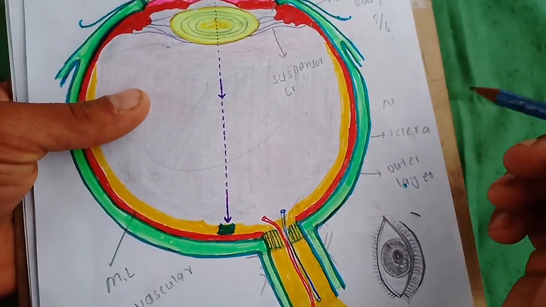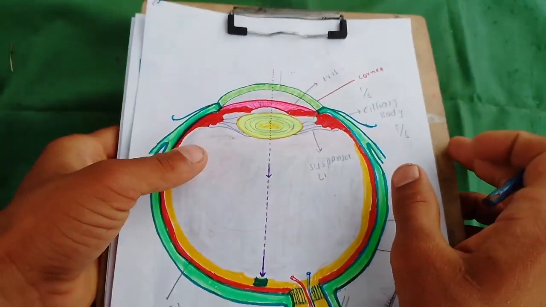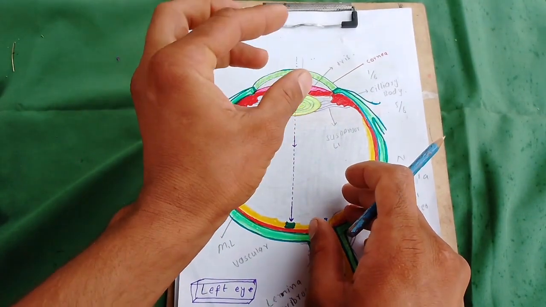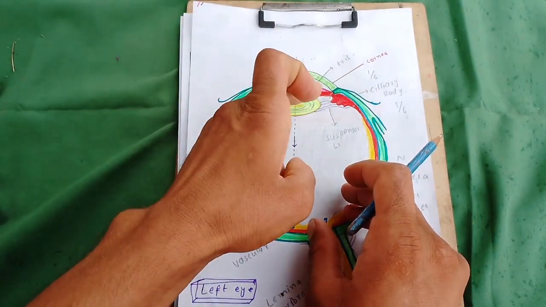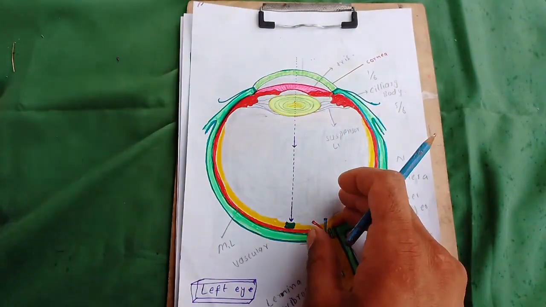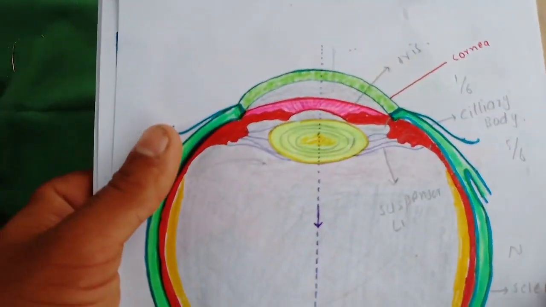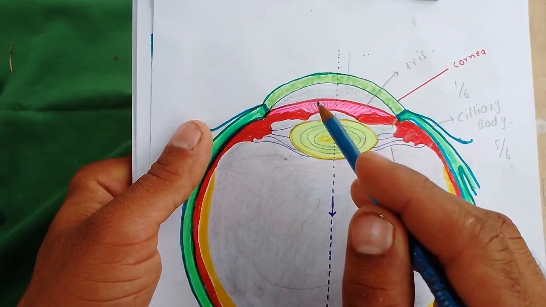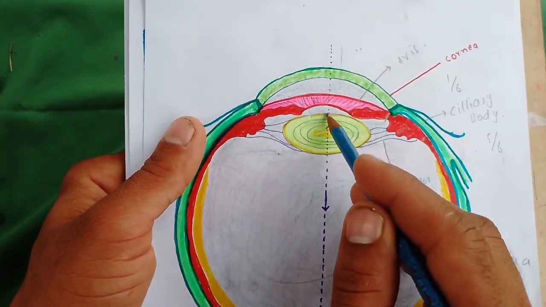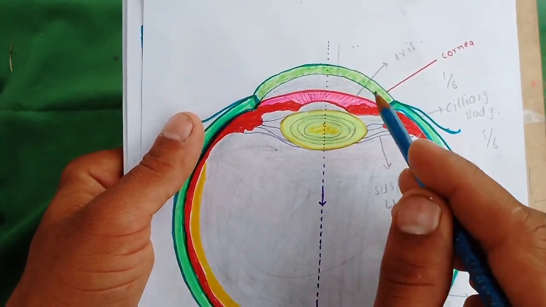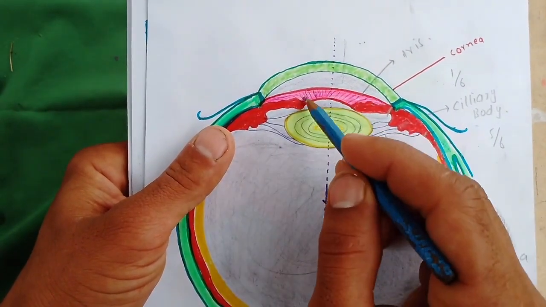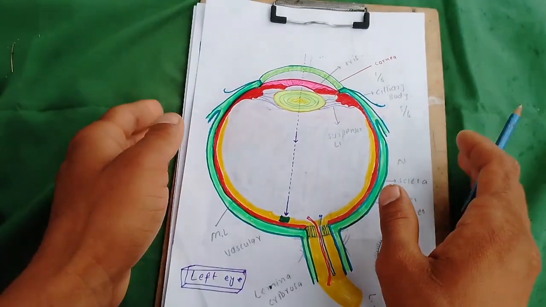Okay, what is the iris? The iris is the most anterior part of the middle layer. Just like you can see here, when I cut this area, it is diaphragm shaped. This diaphragm shape is present all around in front of the lens. Here are the longitudinal muscle and the circular muscle.